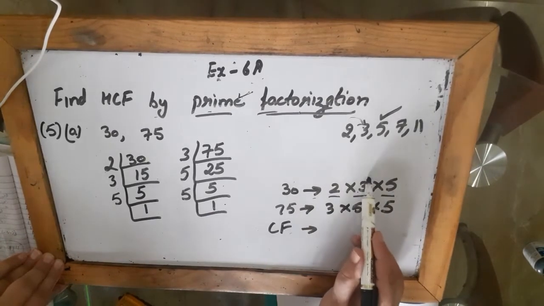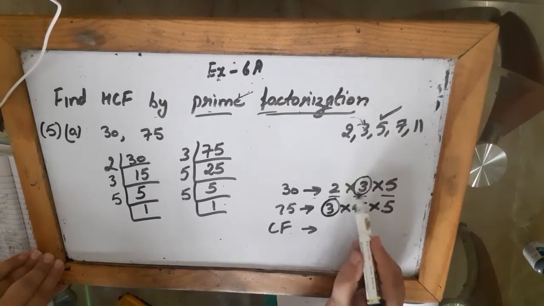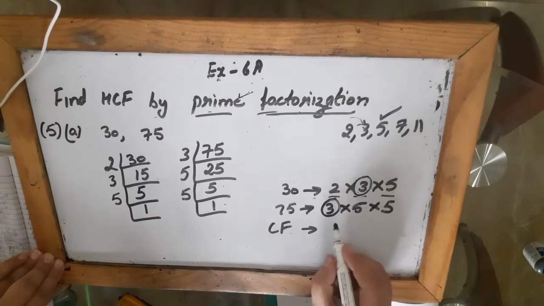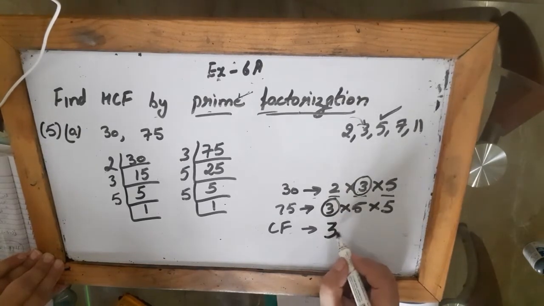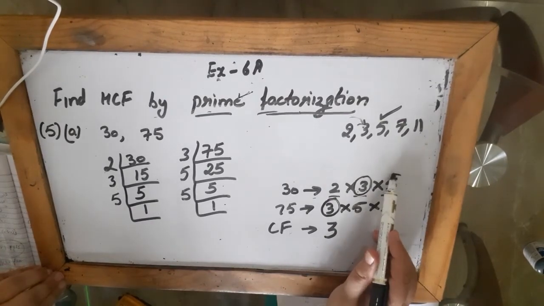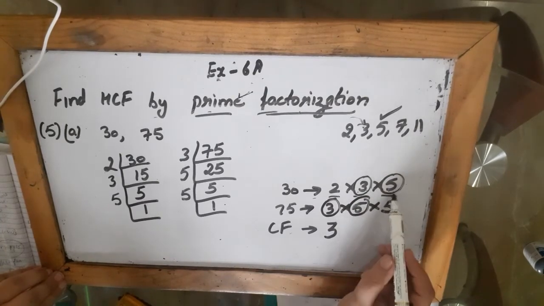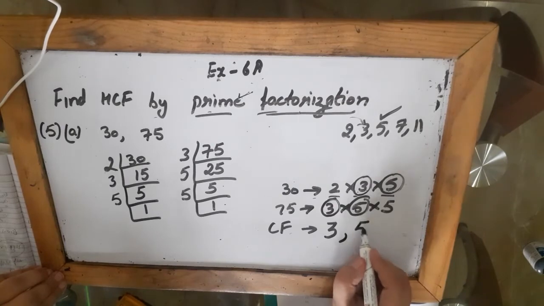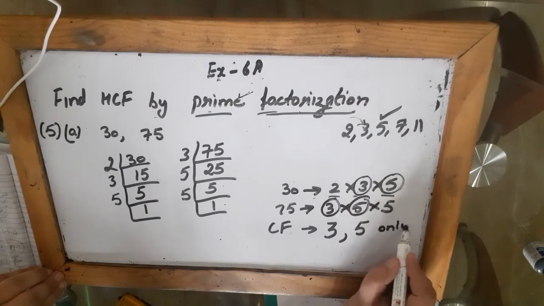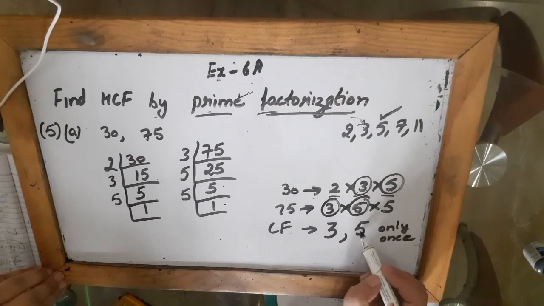As you can see, this 3 and this 3 are common, so I will take this 3 from both these numbers, which is common to both, and write it only once. Now which is the next factor which is common? This 5 and this 5 are common in both the numbers, so I will take this 5 also as a common factor and write it only once. You have to take the common factor only once.